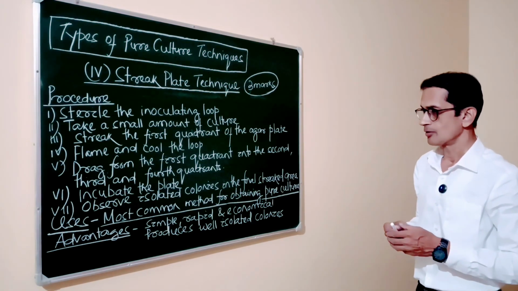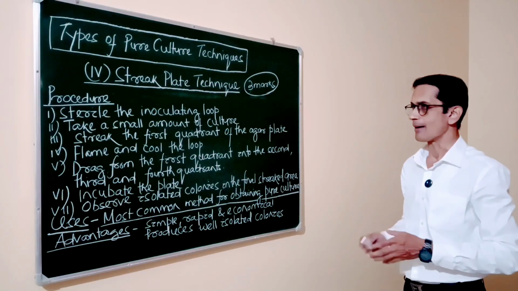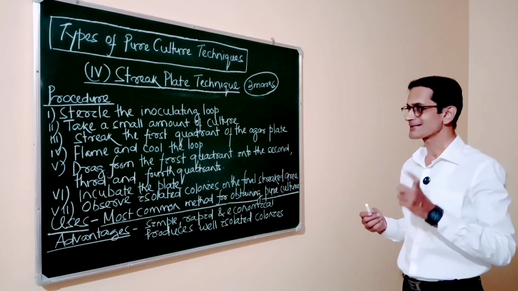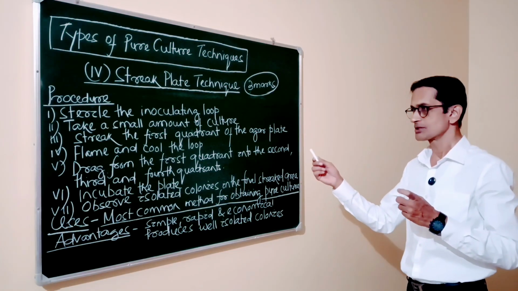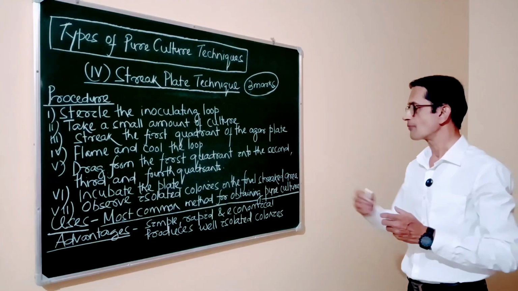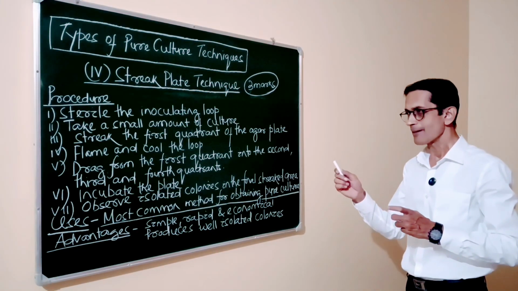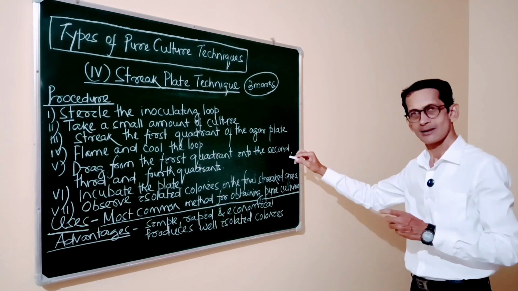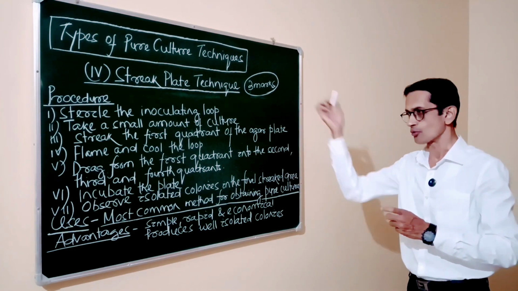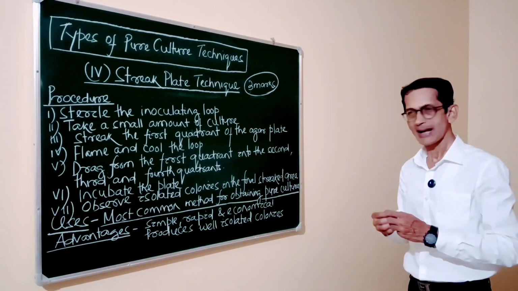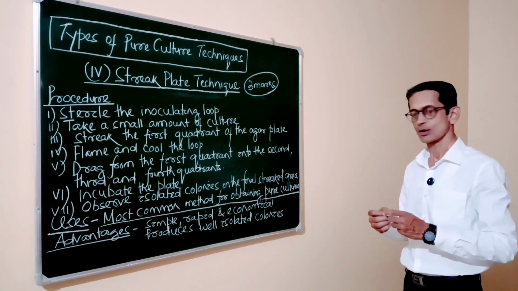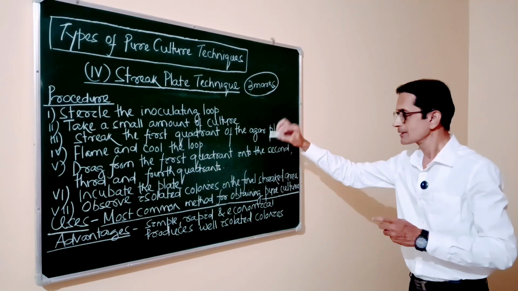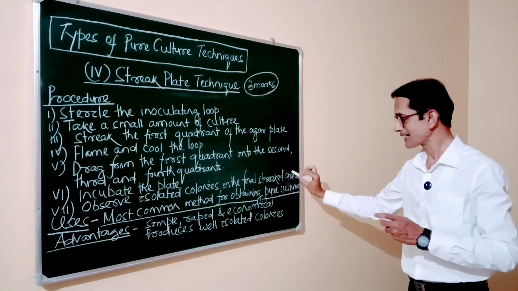Now we will describe what we observed in the previous diagram. The procedure: sterilize the inoculating loop, take a small amount of culture, streak the first quadrant of the agar plate, flame and cool the loop, drag from the first quadrant into the second, third and fourth. Incubate the plate and observe isolated colonies in the final streaked area. That means in that case the fourth quadrant, the final streaked area.